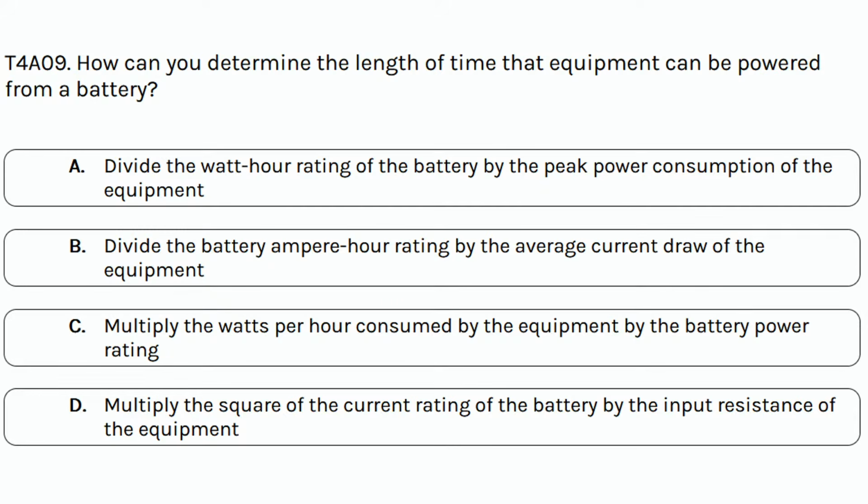And how can you determine the length of time that equipment can be powered from a battery? Bravo. Divide the battery's ampere hour rating, 100 ampere hours for example, by the average current draw of the equipment. B is correct. About what do those radios draw? On transmit, a mobile radio will draw 12 to 15 amps. Much less on receive.